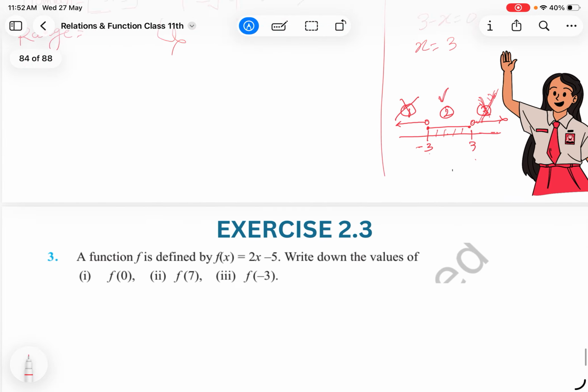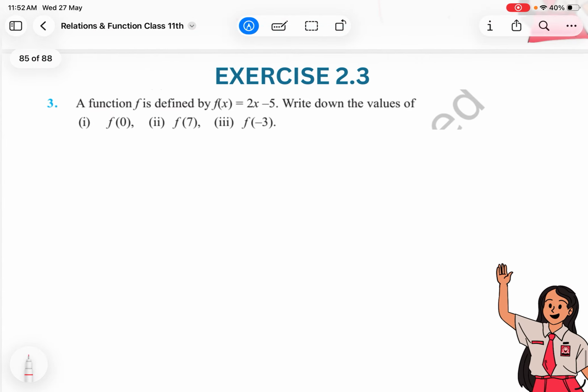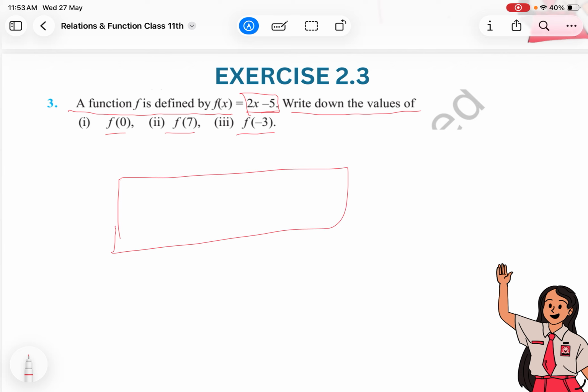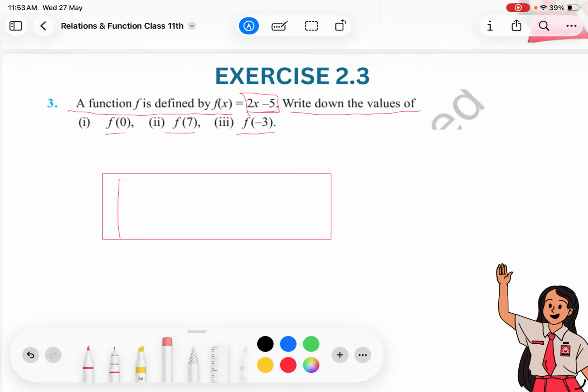Okay, now the third one. A function f is defined by f(x) equal to 2x minus 3. So the condition is 2x minus 5. Write down the values of f(0), f(7), f(3). This is very simple. Let me just tell you. For example, we have something like that. Let me just clear this.